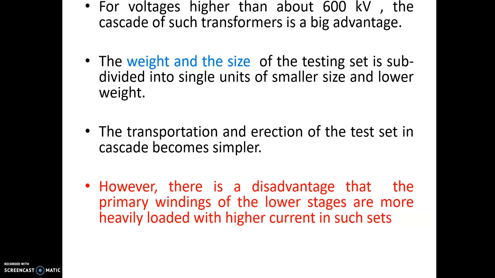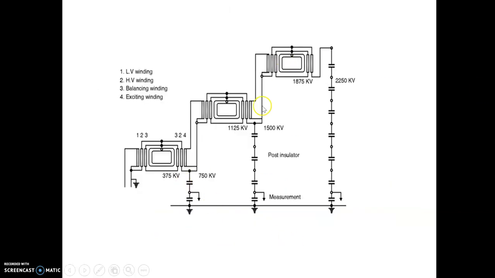If you want a voltage below 600 kilovolt, cascading will not be preferred, because in that case the cascaded transformer will be more costly than the single unit. Transportation and erection become easy, that I already told you. But the disadvantage will be that the primary windings of the lower stage are more heavily loaded, with uneven loading, and uneven loading means heat will be different. So you can see this example for 2250 kilovolt, how you can divide.